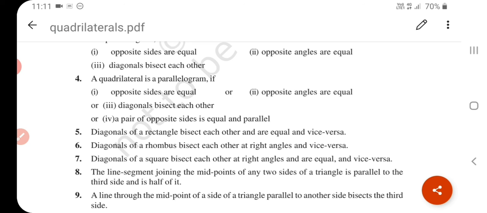Understand? A line through the midpoint of a side of a triangle parallel to another side bisects the third side. A quadrilateral formed by joining the midpoints of the sides of a quadrilateral in order is a parallelogram. Okay, understand? So this is your chapter 8.